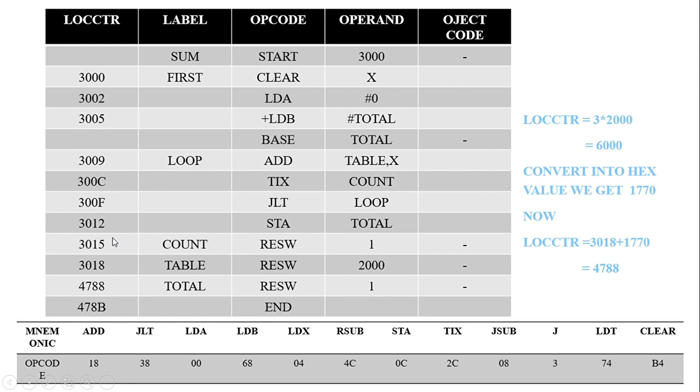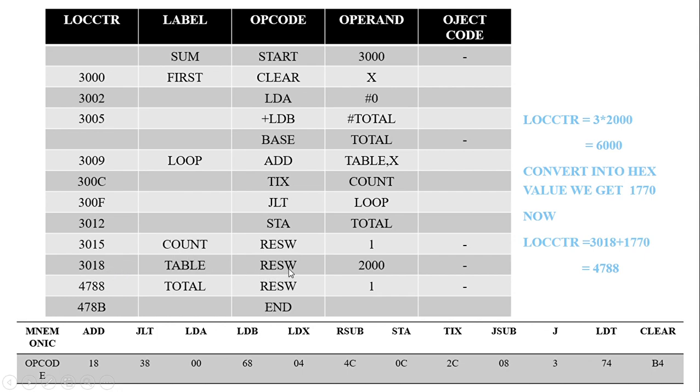Next let us consider RESW 1. RESW means we are reserving a word, which is 3 bytes. Therefore we are reserving only one word here. We multiply 3 by 1 and get 3. Therefore we increment the value by 3. Next we get 3018 as the location counter.